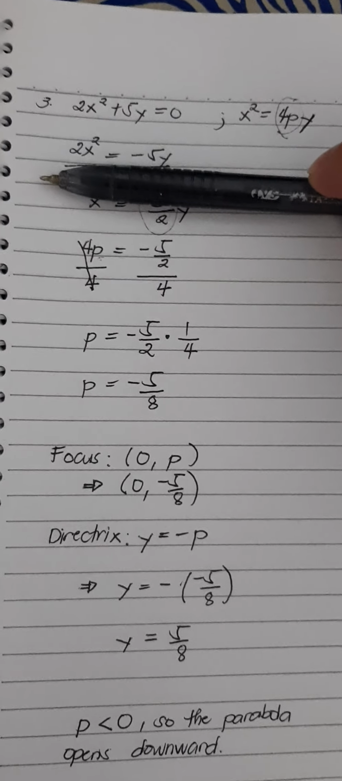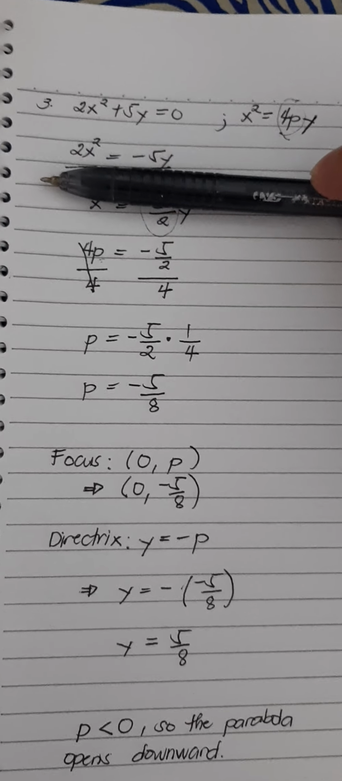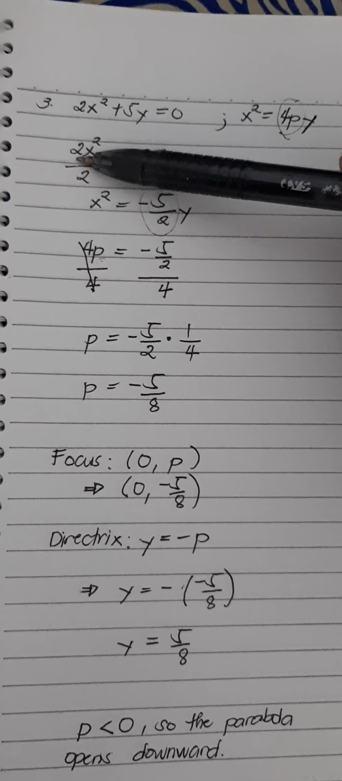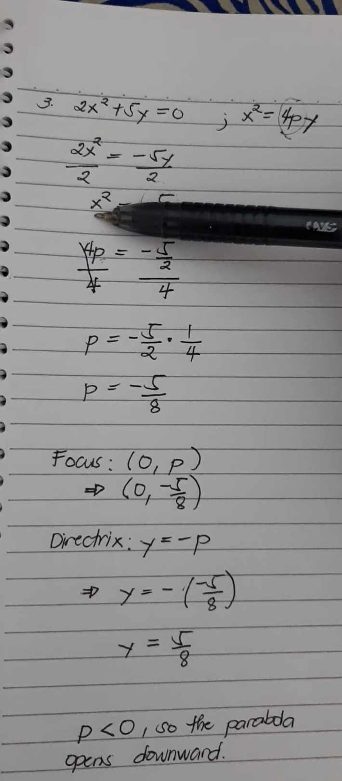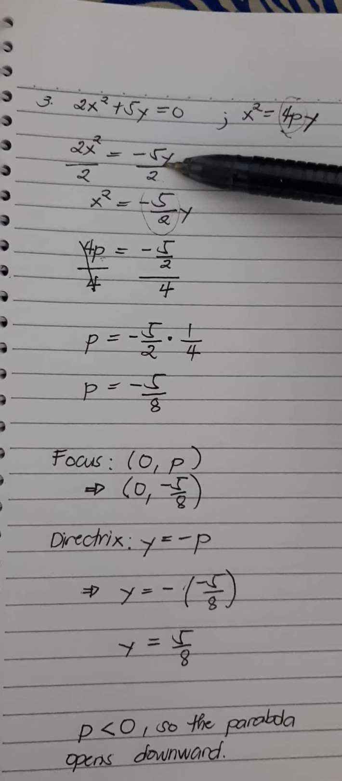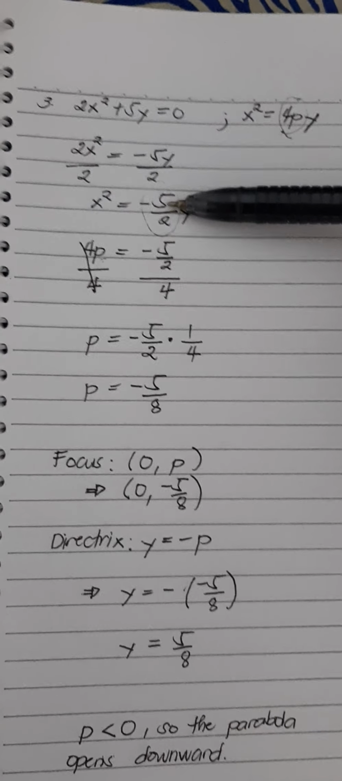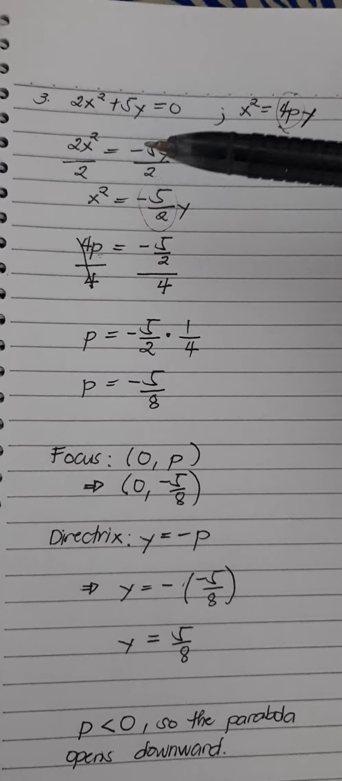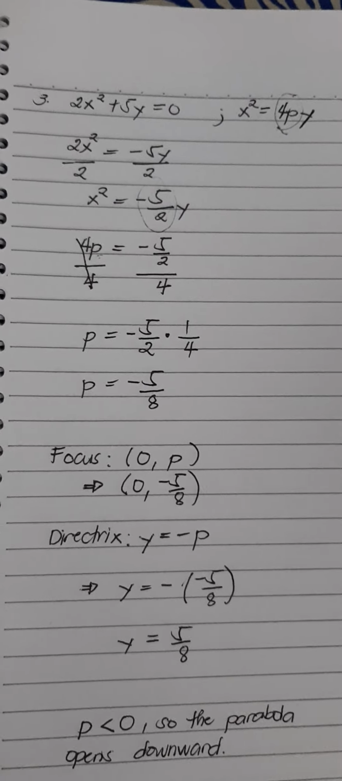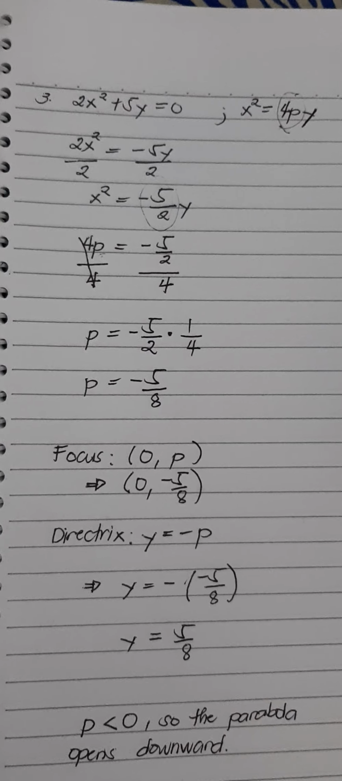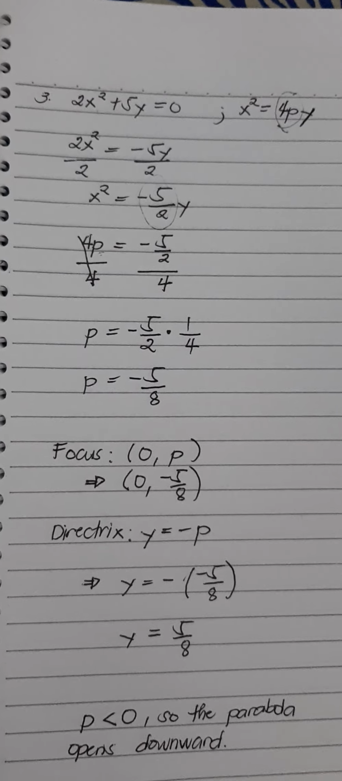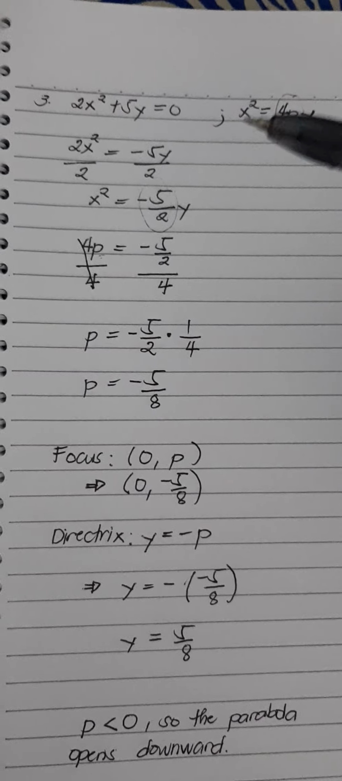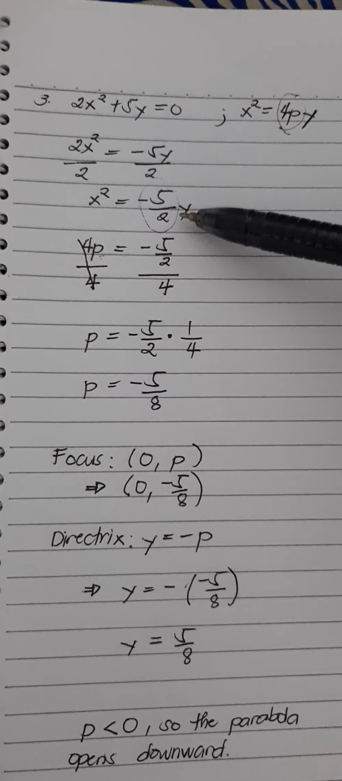And next, we have to divide both sides of the equation by positive 2 to eliminate 2 here. So we have 2x squared divided by 2 is x squared. Negative 5y divided by 2 is still negative 5 over 2y, since we cannot divide this. Though we can divide this and it will give us a decimal number. But here, we will not do it because we will make use of fraction.